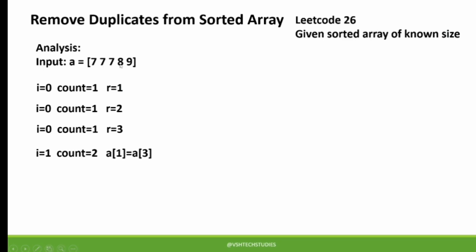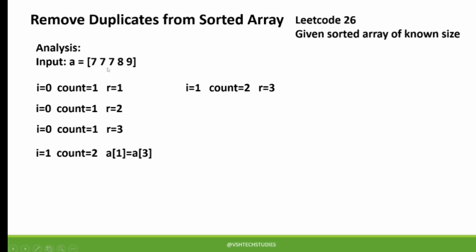So in second place, this A of 3 is copied. So A of 1 is copied with A of 3. And count is made 2. Number of unique elements is 7 and 8. That is 1 and 2. So the next procedure is I equal to 1. We had started from I equal to 0. Now I equal to 1. Whatever procedure we did, that we have to continue from r equal to 3 here.